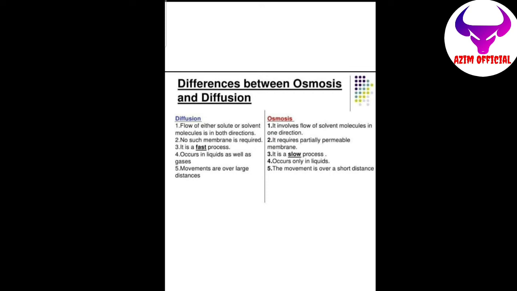So which one is the slow? Response, please. Which one is the slow? Osmosis. The faster is diffusion. Diffusion occurs in liquids as well as gases, and osmosis occurs in liquids only. In diffusion the movements are over a large distance, and in osmosis the movements are over a short distance. Next one, please.